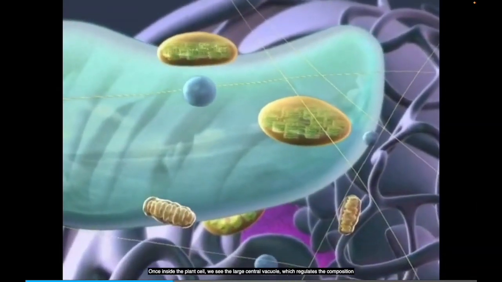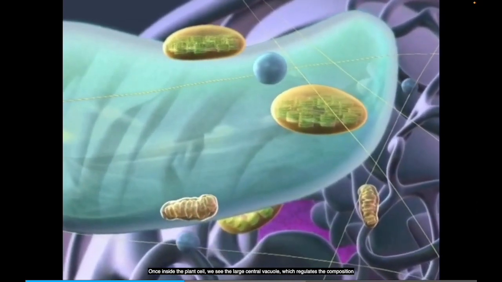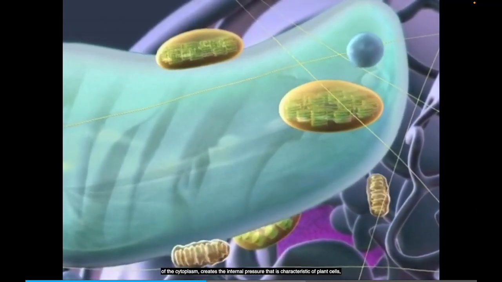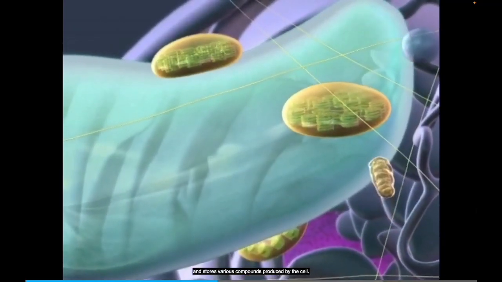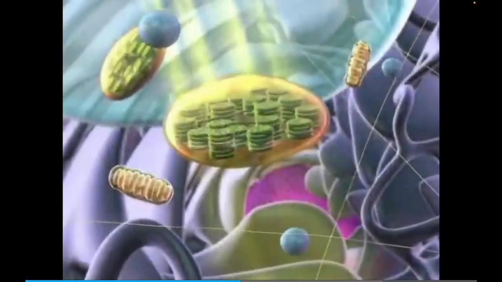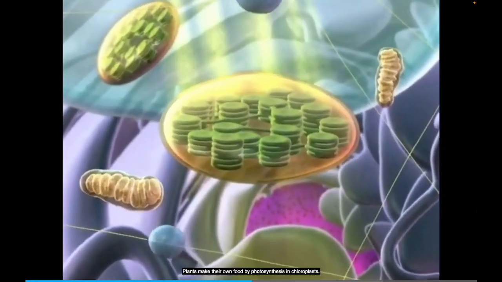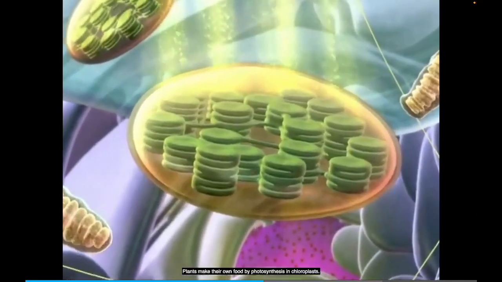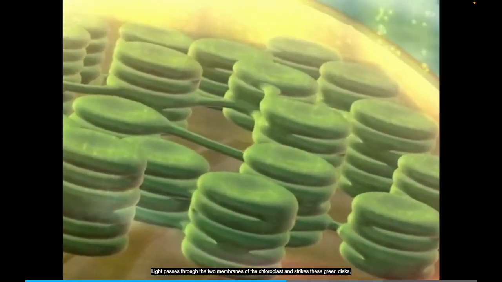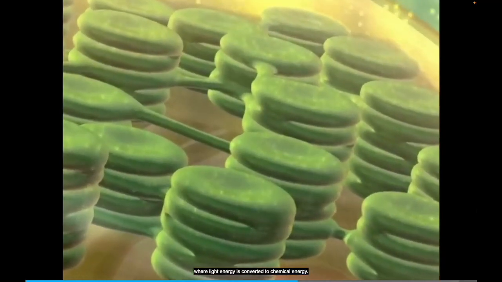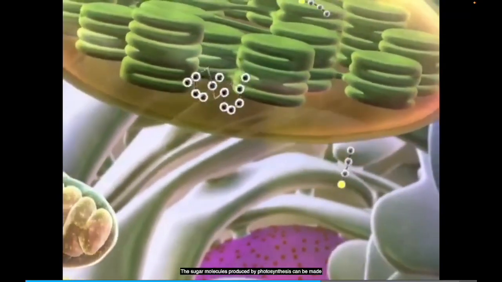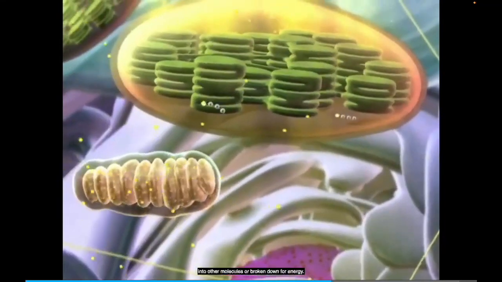Once inside the plant cell, we see the large central vacuole, which regulates the composition of the cytoplasm, creates the internal pressure that is characteristic of plant cells, and stores various compounds produced by the cell. Plants make their own food by photosynthesis in chloroplasts. Light passes through the two membranes of the chloroplast and strikes these green discs where light energy is converted to chemical energy. The sugar molecules produced by photosynthesis can be made into other molecules or broken down for energy.